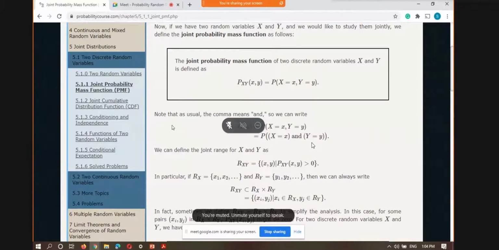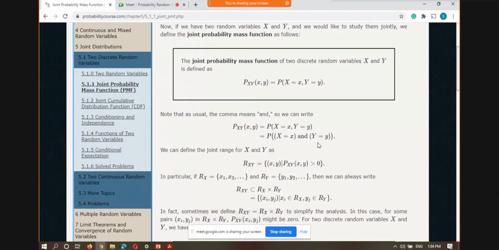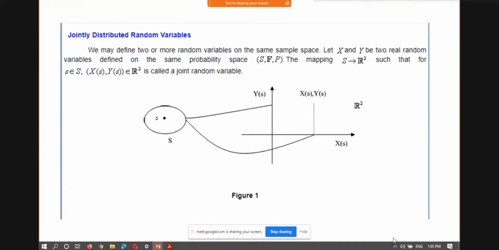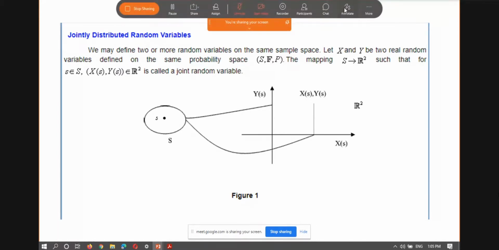Yesterday in class we were discussing joint distributions, that is, what we do if we have more than one random variable. Suppose now we have only two random variables, one is capital X and another is capital Y.